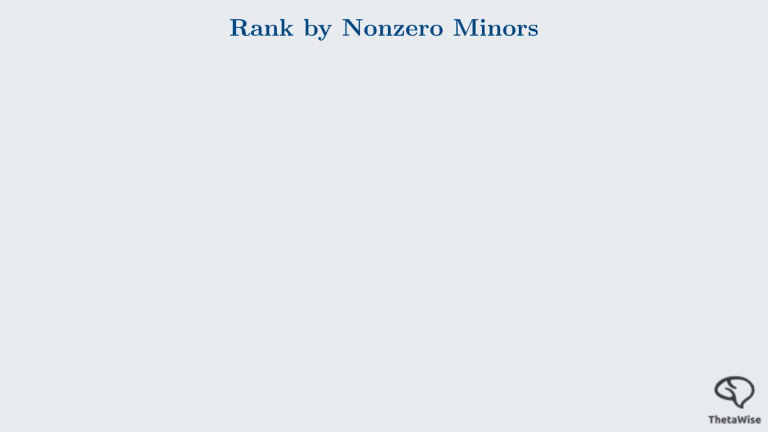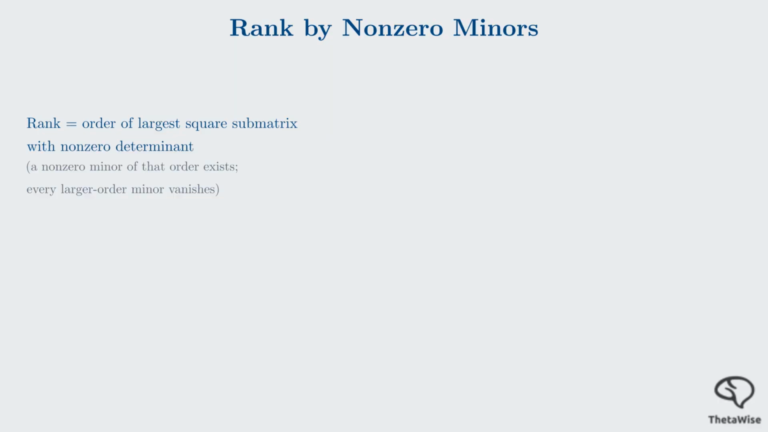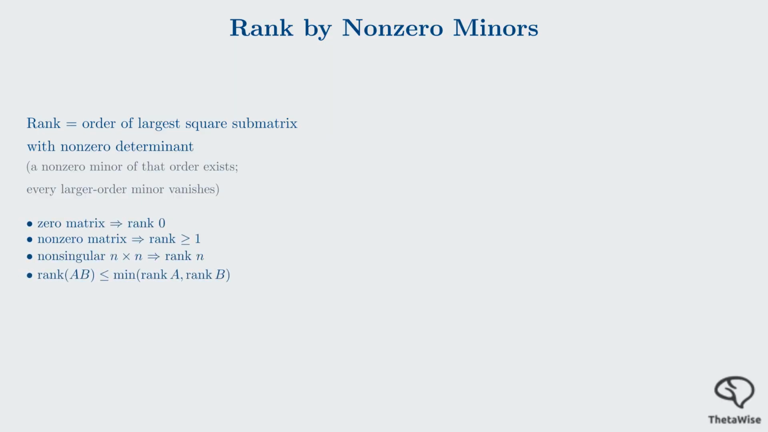Rank measures how much independent information a matrix contains. The rank is the order of the largest square submatrix with a non-zero determinant. Equivalently, there must be at least one non-zero minor of that order, while every minor of the next larger order must vanish. The zero matrix has rank at least 1. A non-singular n by n matrix has rank n. Also, the rank of a product cannot exceed the rank of either factor.